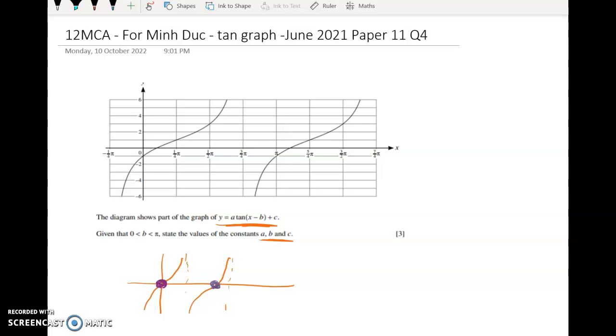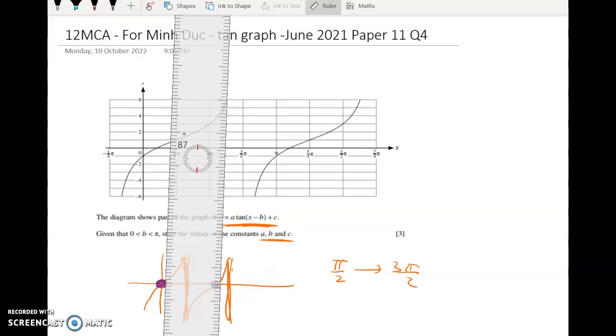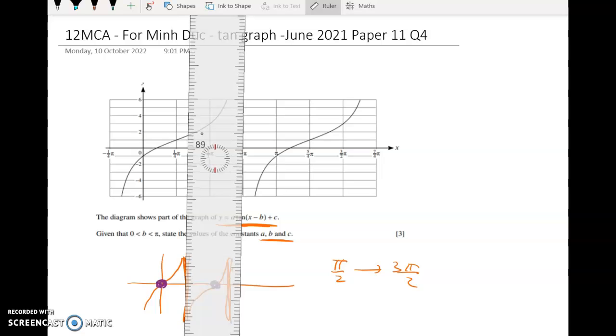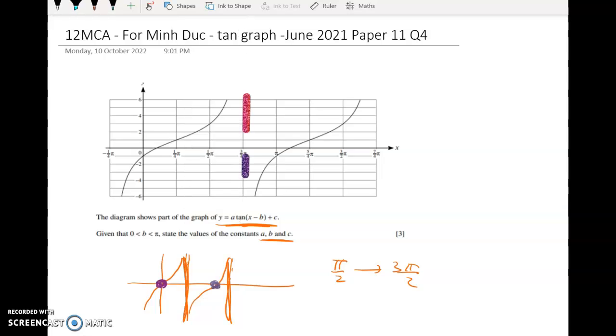If you think about your basic tan graph, one of the key features is that the asymptote is at pi on 2, and then it's at 3 pi on 2, and so on. So it's here, and it's here. So let's have a look at where the asymptotes got to in our graph. Again, just use your ruler to do this. You can see that the asymptote in here has moved out to 3 pi on 4.